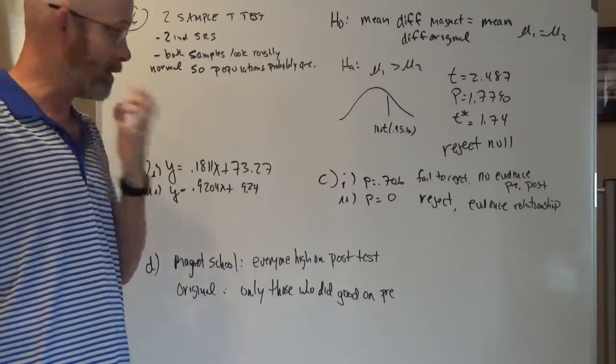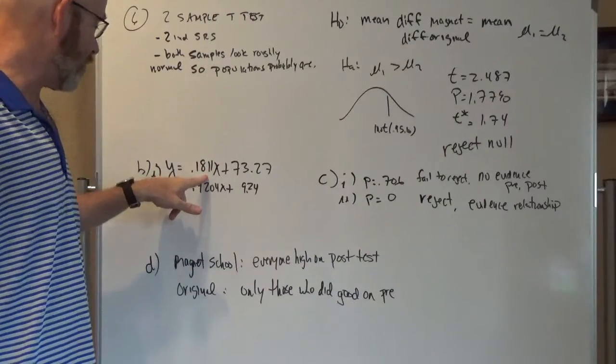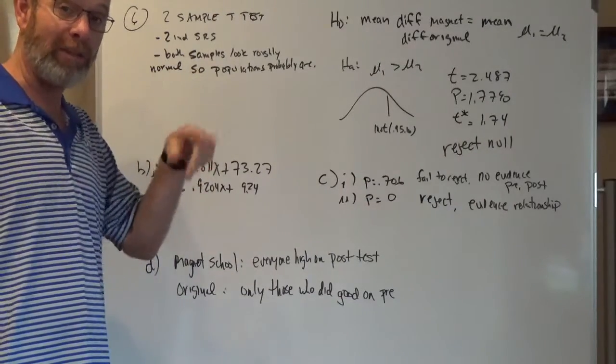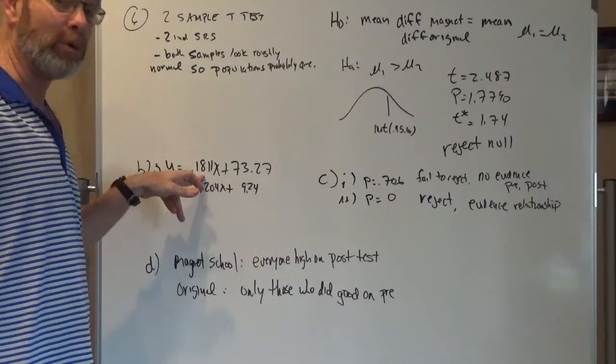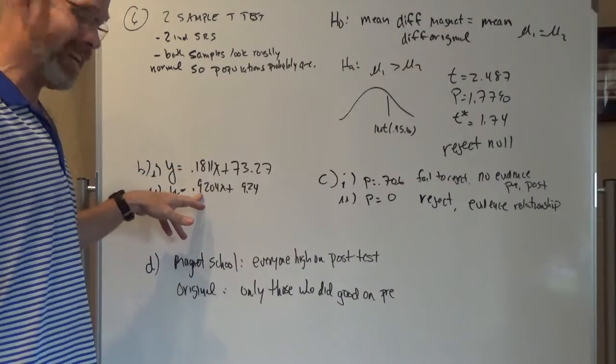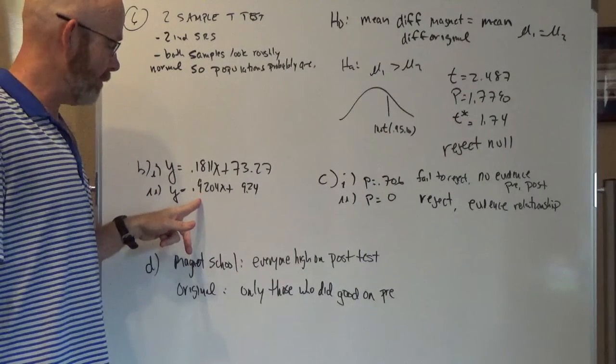They also asked you to interpret the slope. I didn't write that down. So for the interpretation of the slope, I would say for each increase in one score on the pre-test, there's an increase of 0.1811 on the post-test. Same thing here, right? For each increase in one score on the pre-test, there's an increase of 0.92 on the post-test.